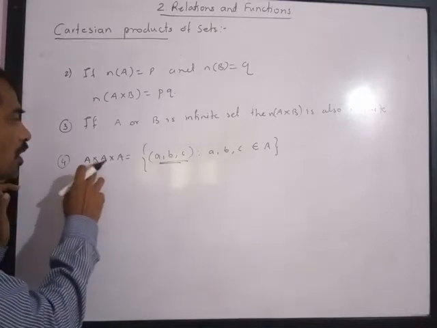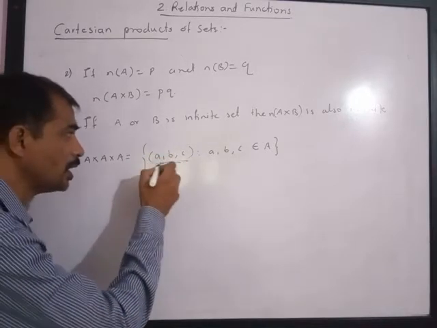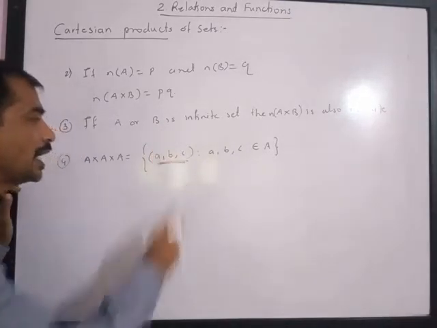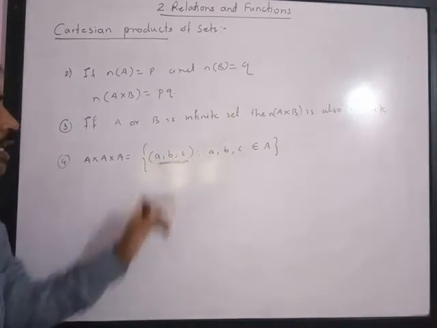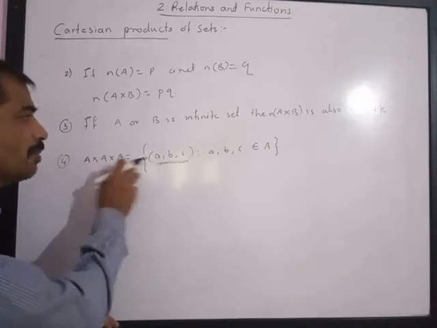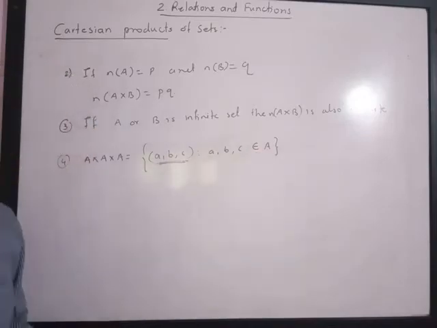Please note here, A cross A cross A will give the ordered triplet in such a way that first element belongs to first set, second element belongs to second set, third element belongs to the third set. Since all three sets are same, we can say that a, b, c, all three elements belong to set A.